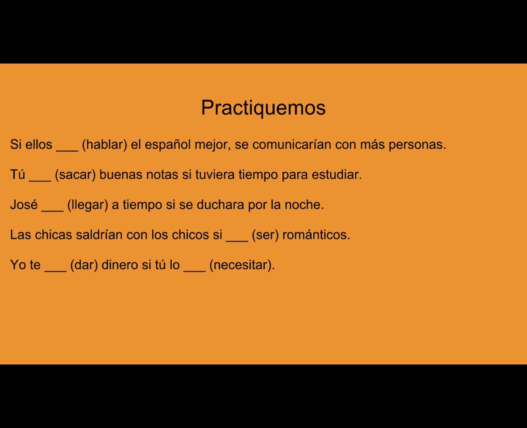Practiquemos. Please pause the video if you'd like to try these. In this case, you're going to determine whether you need the imperfect subjunctive or the conditional, depending on what part is missing. Si ellos hablaran el español mejor, se comunicarían con más personas. If they spoke better Spanish, they would communicate with more people. We're missing the si part, and since it's considered impossible, contrary to fact, we're going to use the imperfect subjunctive.